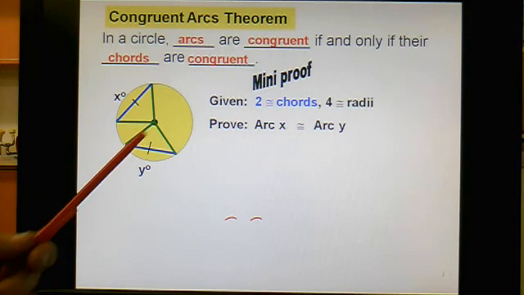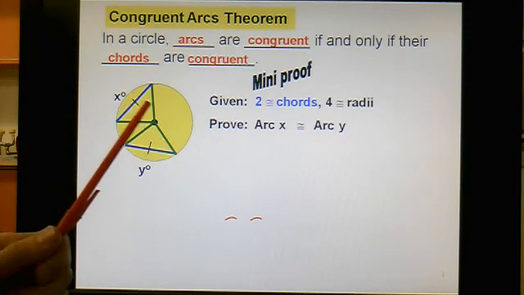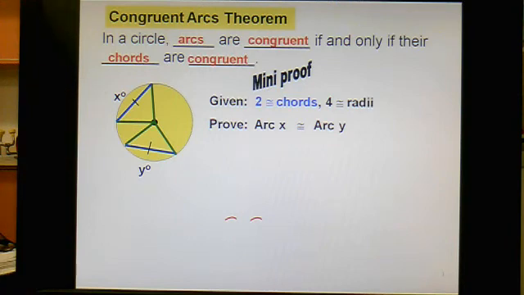So I'm going to draw 2 more radii here. It's pretty darn obvious that this side is equal to this side is equal to this side is equal to this side because of the radii. So it would therefore be pretty easy to prove this triangle is congruent to that triangle. That's the main step in this proof. Prove the triangles are congruent.